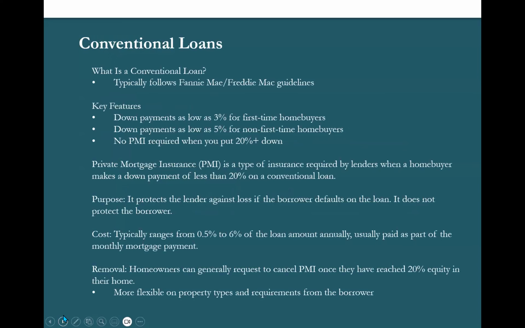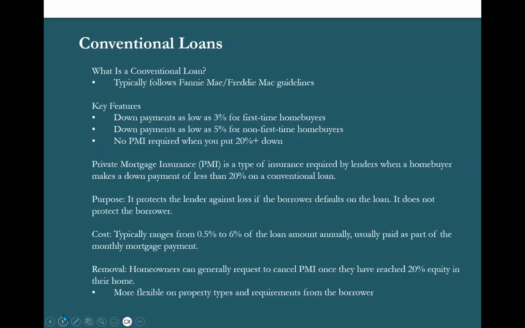So the first loan type we're going to talk about are conventional loans. So what is a conventional loan? A conventional loan is a primary residence or investment, second home, etc. purchase type of loan that follows Fannie Mae and Freddie Mac guidelines. The key features of a conventional loan are, for first-time home buyers, down payments as low as 3% through the Home One program, down payments as low as 5% for non-first-time home buyers, and no PMI required when you put down 20% or more when you purchase. Again, you are not required to put down 20%, but if you do, the PMI goes away.